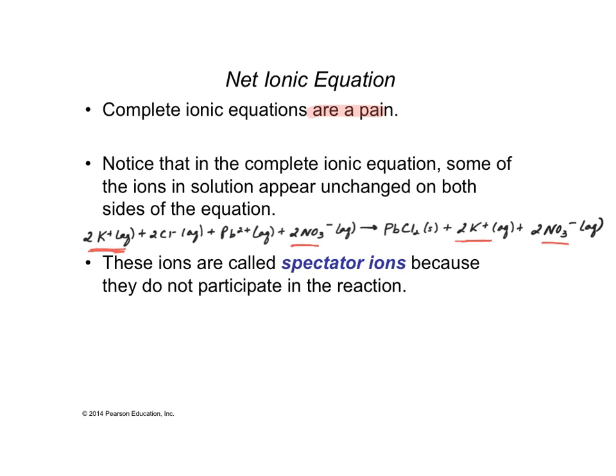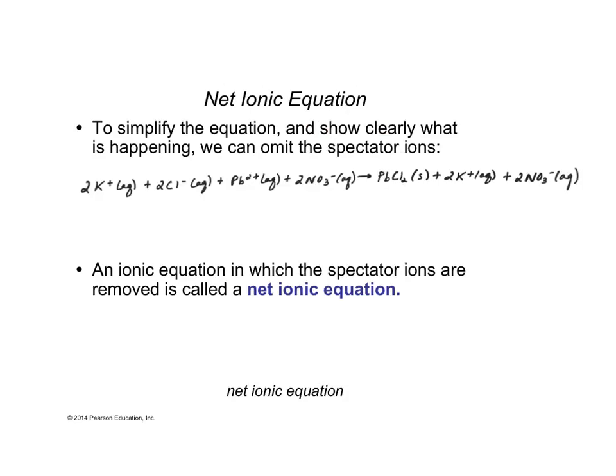So we call these spectator ions. They are essentially just hanging around, spectating the reaction, getting in the way of what's actually occurring, which is chlorine finding lead and making our new compound. What will happen with respect to these spectator ions is that we can frequently remove them. So who are the spectator ions again? Here we've got potassium and nitrate. These are spectating because they don't do anything.